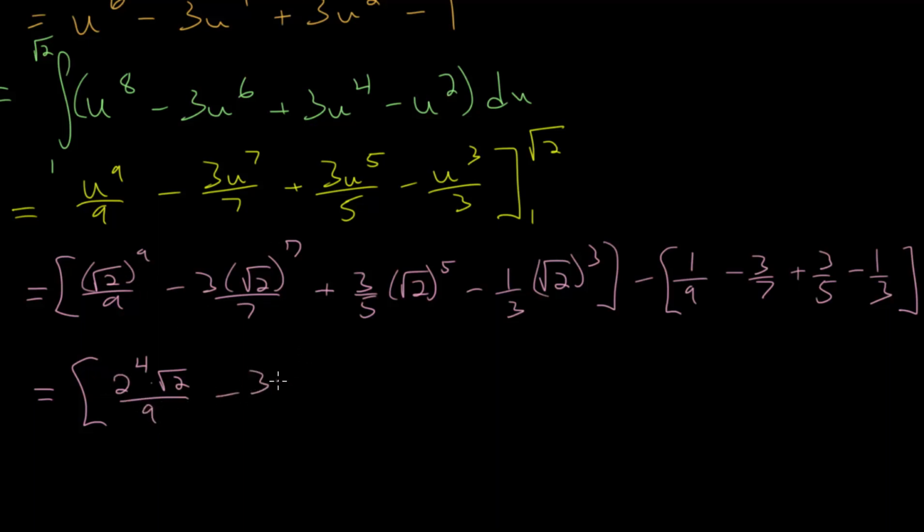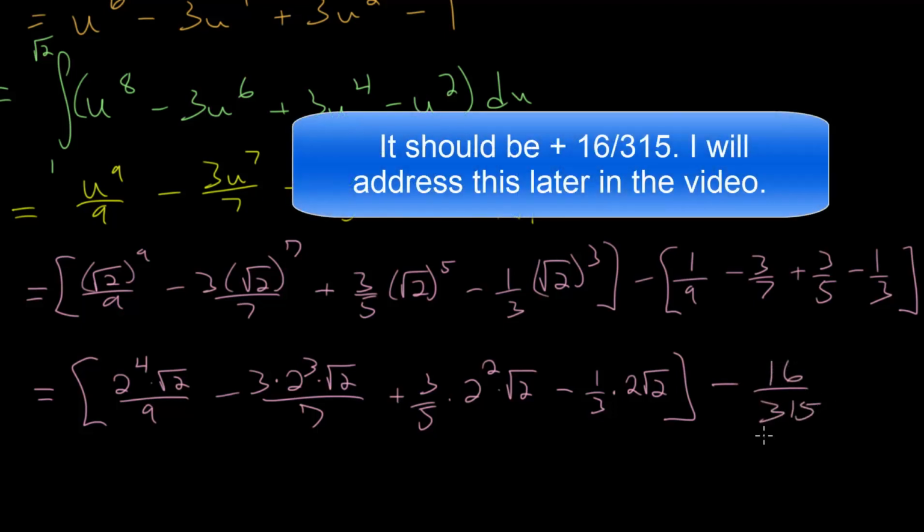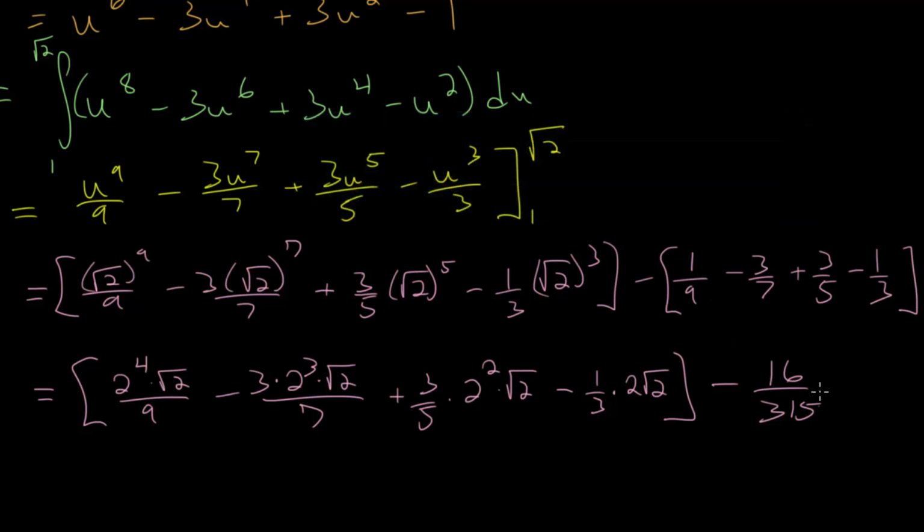We have 3 multiplied by 2 cubed multiplied by root 2, and that's divided by 7, plus 3/5 multiplied by 2 squared multiplied by root 2. And we have minus 1/3 multiplied by 2 root 2. And again, this is just fraction arithmetic. If we add and subtract these fractions and then simplify, we get minus 16 over 315. You can use your calculator to do this and then convert your answer back to a fraction if you have that function on your calculator.